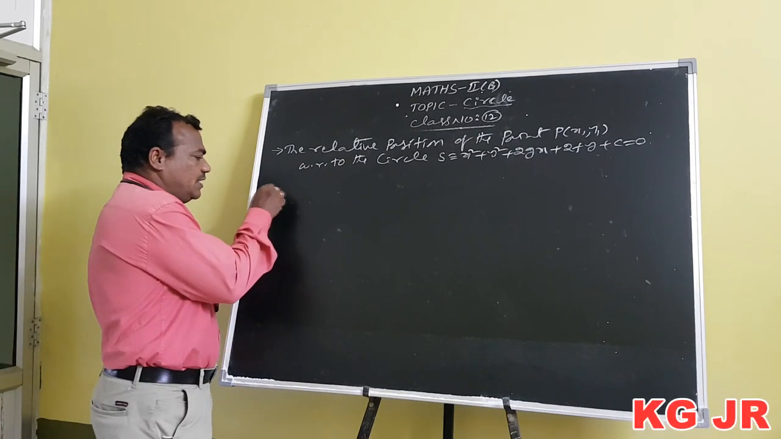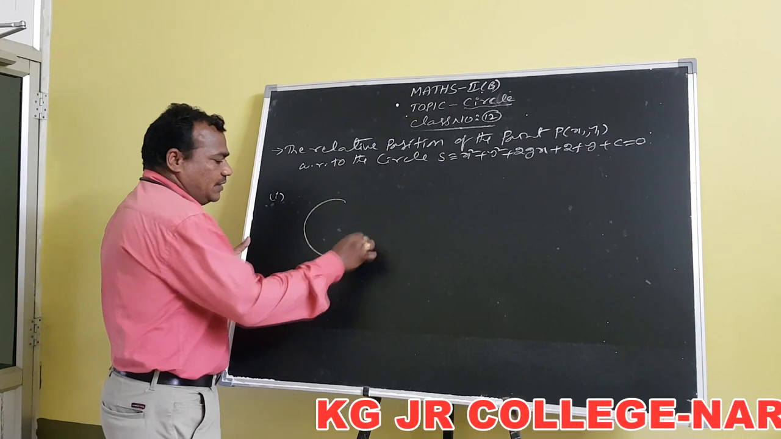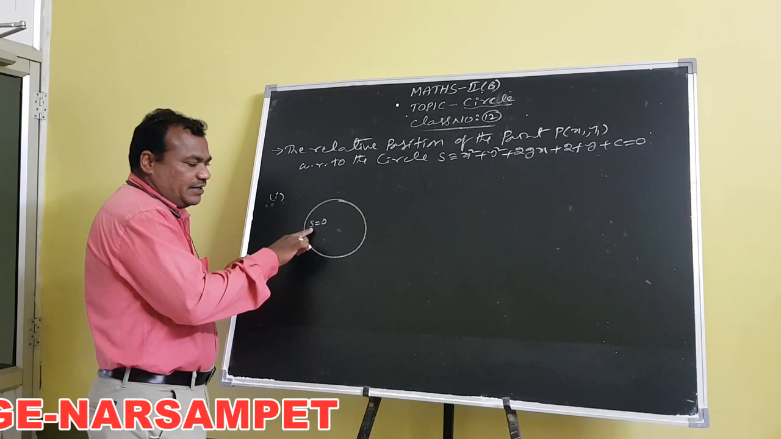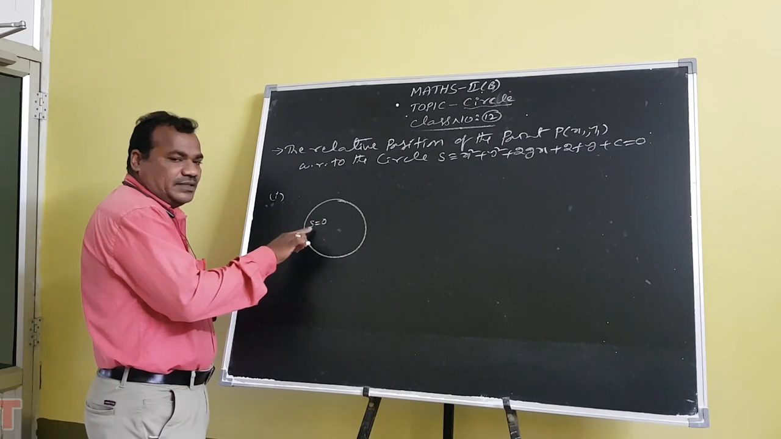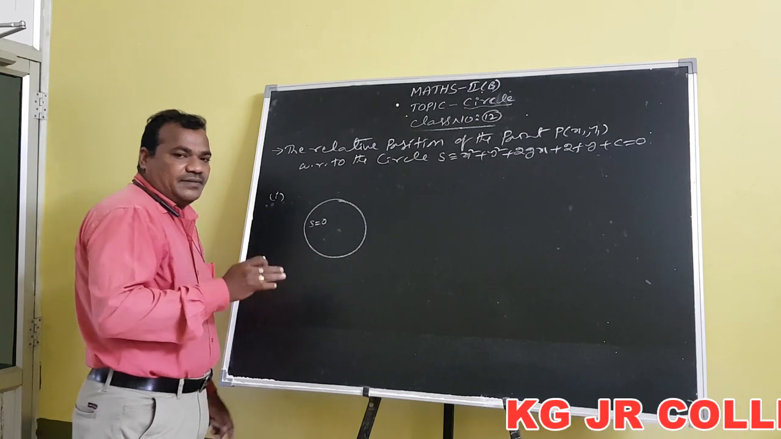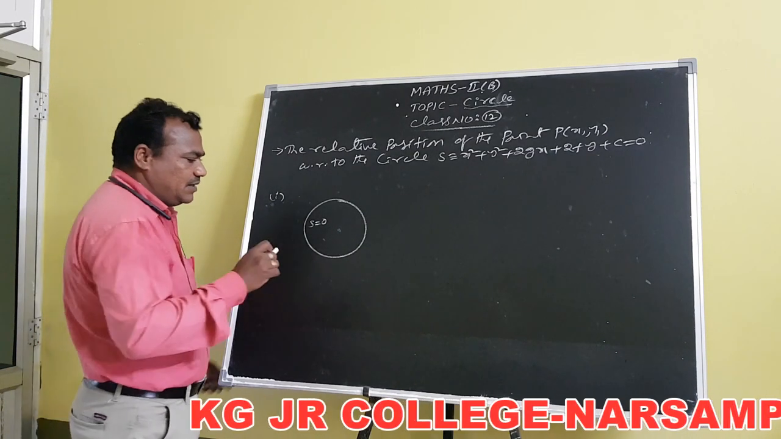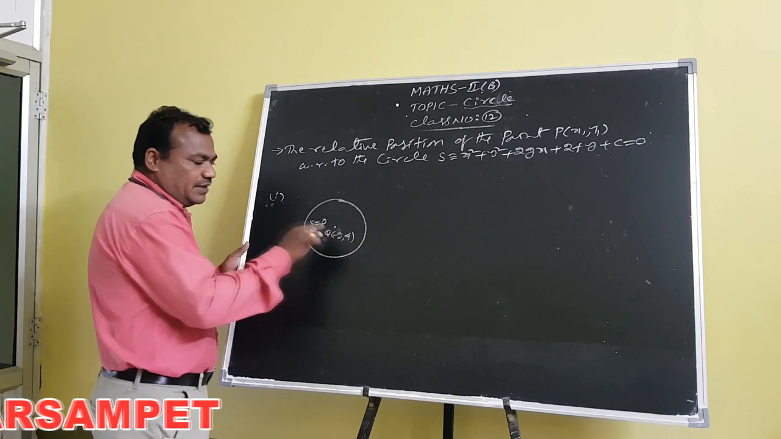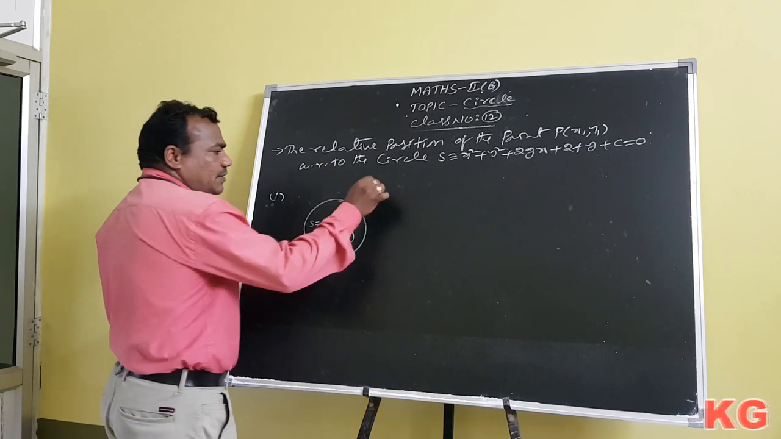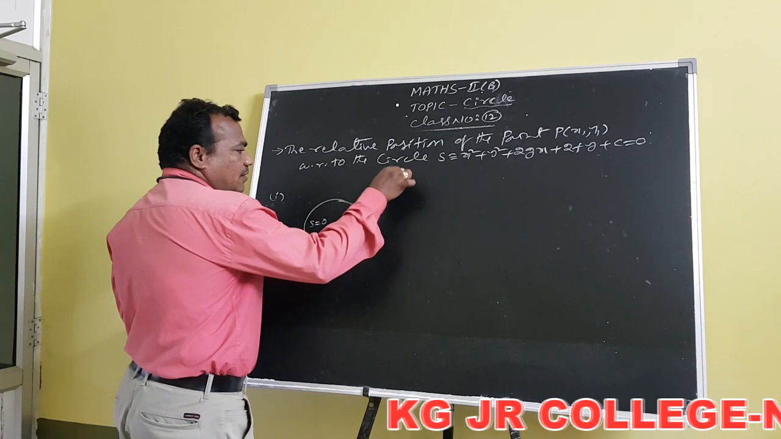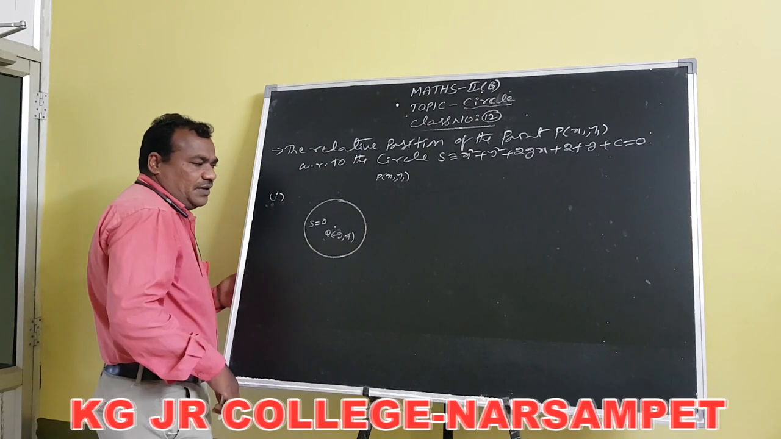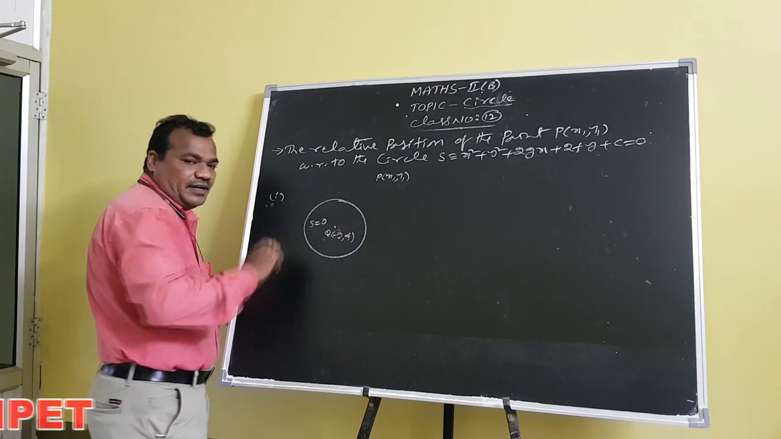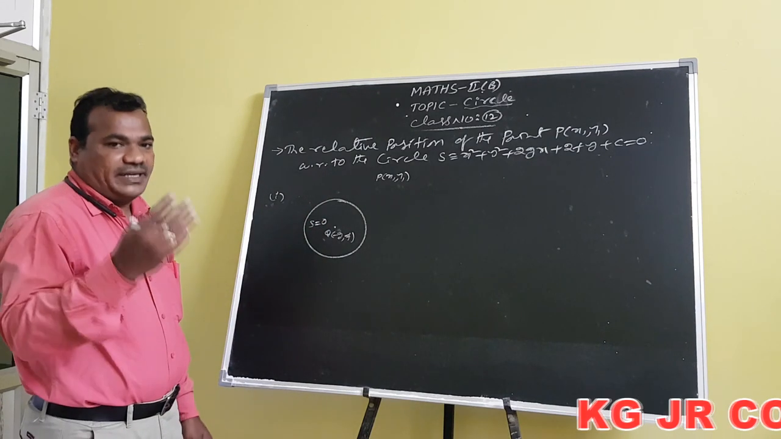Now students, observe these figures. This is the circle, denoted by S. Here S is equal to 0, which means x square plus y square plus 2gx plus 2fy plus c is equal to 0. This is the center of the circle, with coordinates minus g comma minus f, and this is the point x1 comma y1. Now we observe that the point is exterior to the circle, that means the point lies outside the circle.